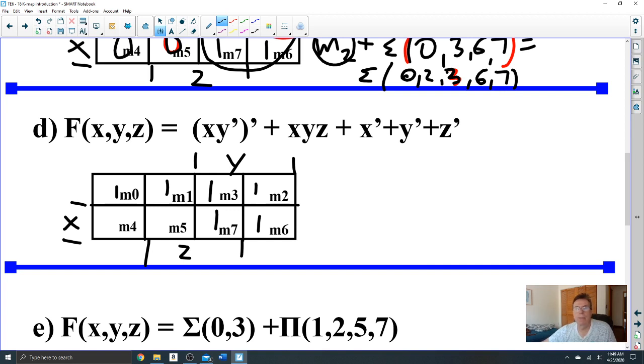Now x prime. Two variables are missing out of this term. That means it's a quad, x prime. Where's quad x prime? This is the entire row right here. This is quad x prime. And we already have it marked, so we don't mark it again.